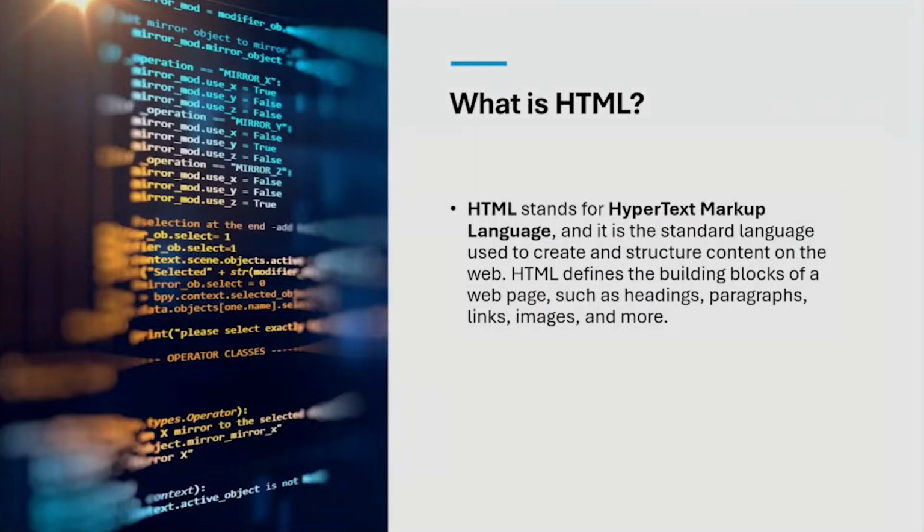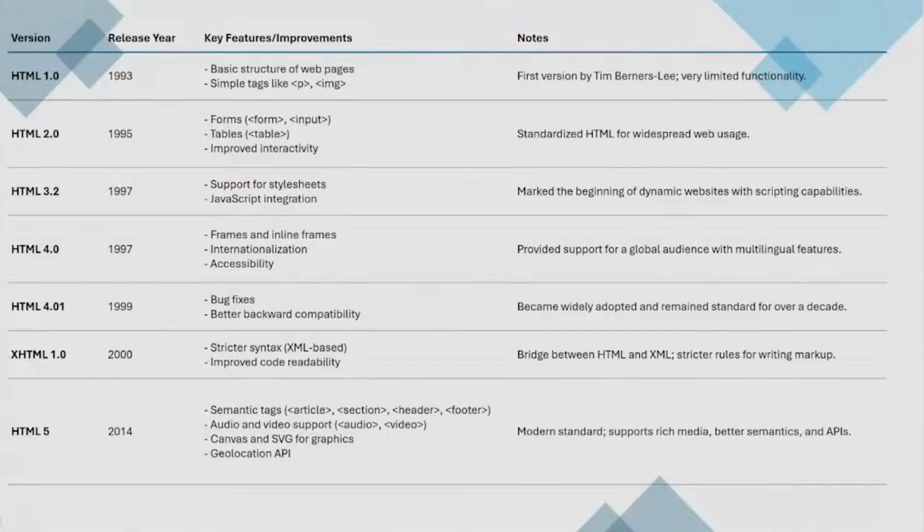So you know what HTML is, the hypertext markup language we already discussed, and it defines the building blocks of the web page: headings, paragraphs, links, images. The hypertext markup was created by Tim Berners-Lee and had very limited functions, like simple tags such as the paragraph tag and image tag. After that, there was some improved interactivity in HTML 2.0, in 1995.